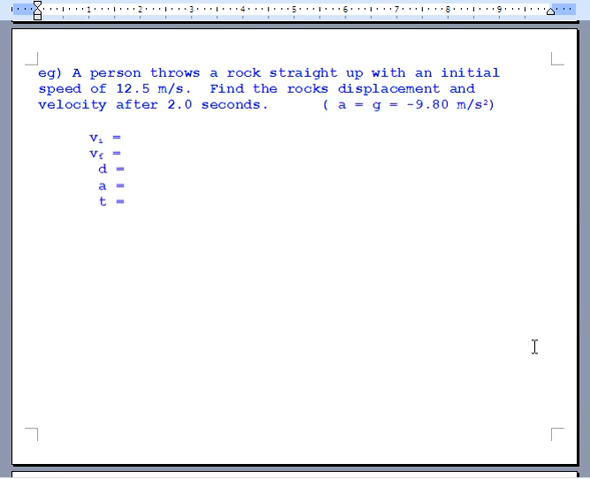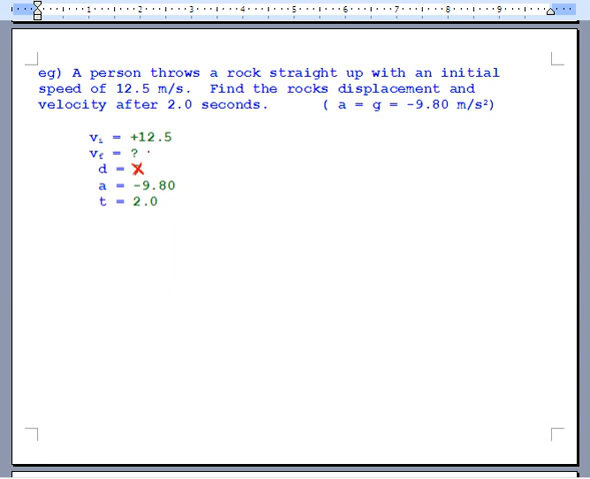We'll get ourselves organized. Left the person's hand at 12.5 meters per second. There's actually 2 things we're looking for. We do have to look for, like I said, just one at a time. So maybe we'll find displacement first, in which case I would actually do this.